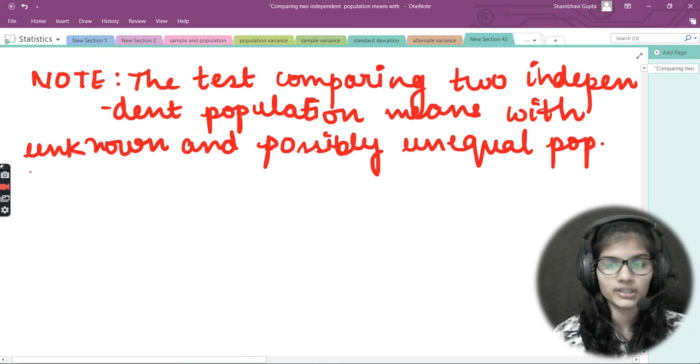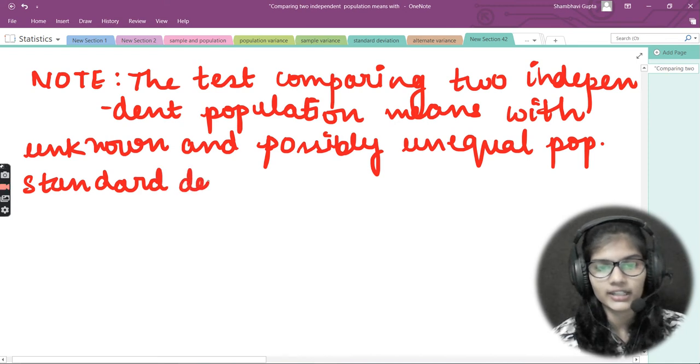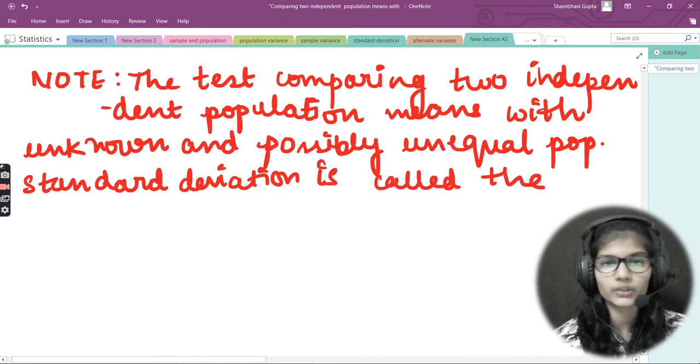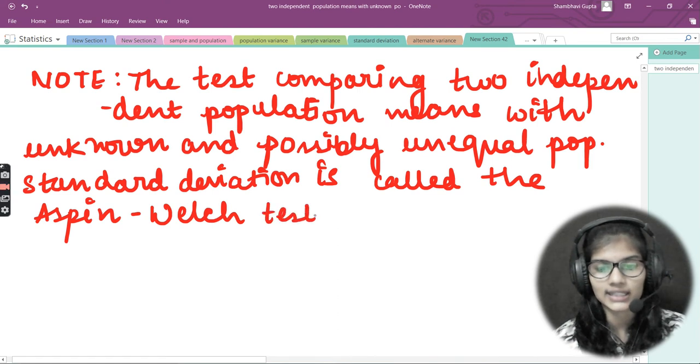unequal population standard deviations is called, and we introduce a new term to you, the Aspin-Welch test. That is W-E-L-C-H, Aspin-Welch test.